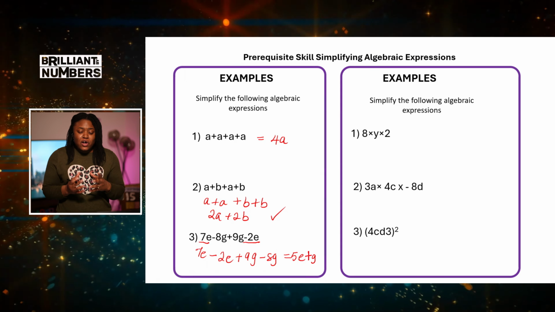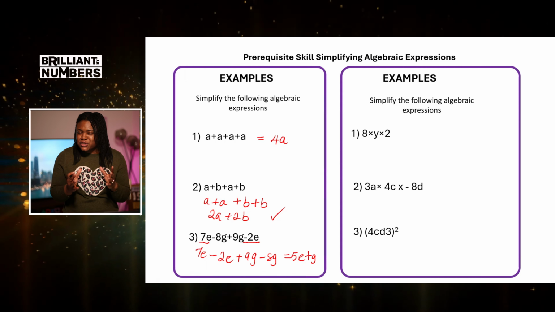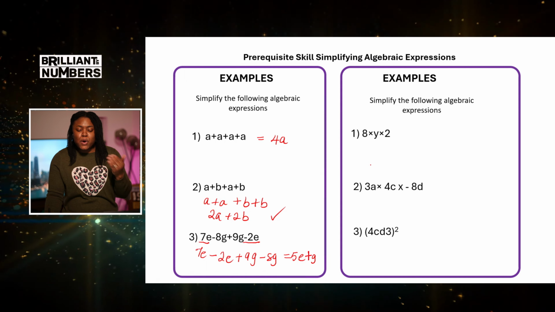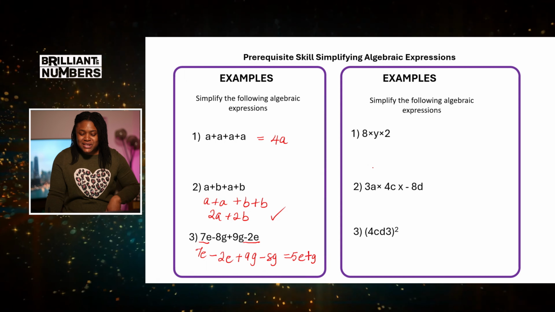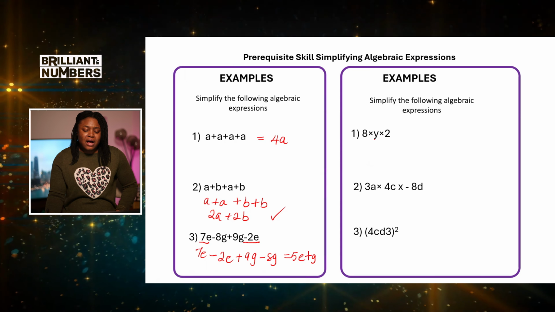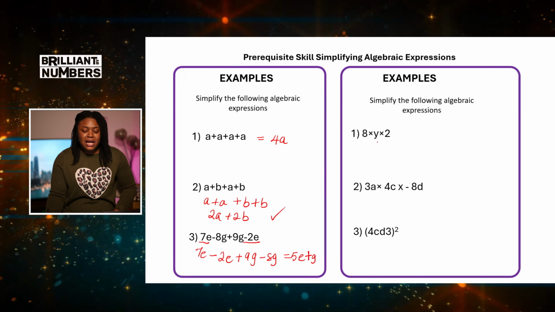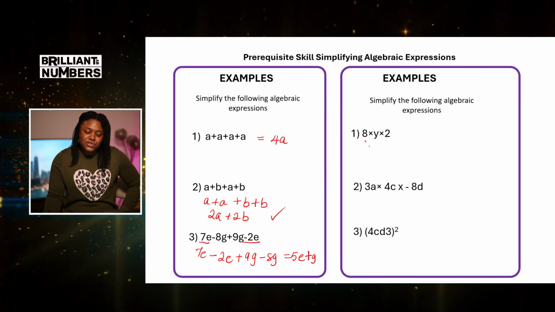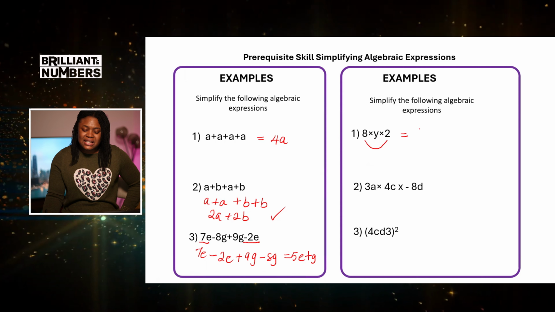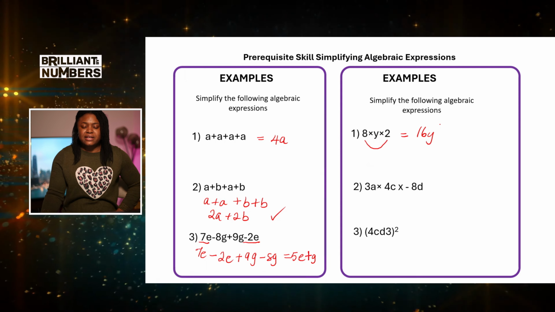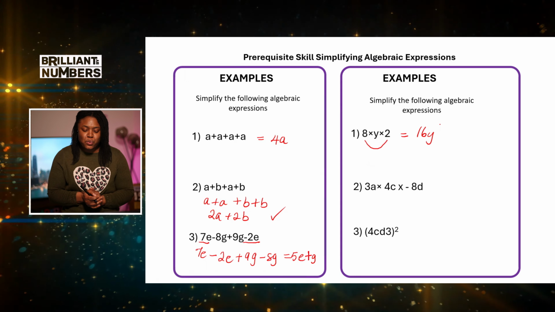Now, once we've understood this, surds will be so much easier to appreciate. So let's do a few multiplications since we're also going to explore those. So I am given here, asked to simplify 8 times y times 2. All I need to do is to do 8 times 2, which is 16, and then my variable term is y. So the answer is 16y.